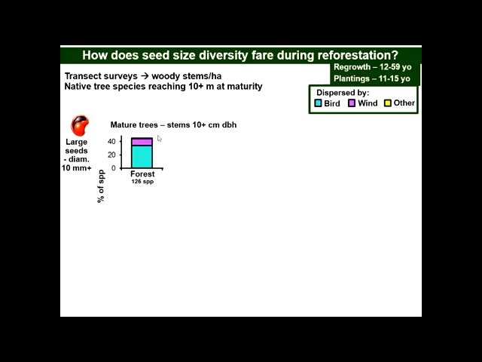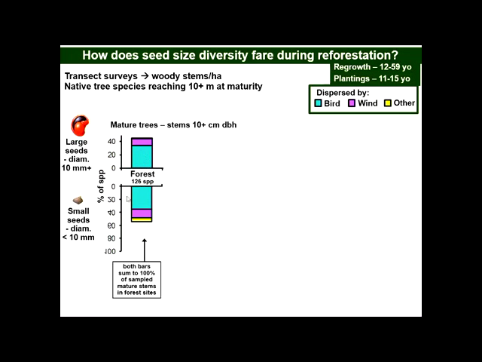So roughly 44% of species of stems are species that have large seeds. And this blue says that they're bird dispersed and the purple says that they're wind dispersed. And this is the rest of the species, the smaller seeds, and they're mostly bird dispersed with some wind and some unknown. And all of these add to 100%, okay? So that's our forest. What happens in regrowth?